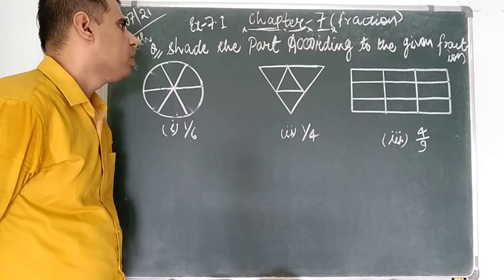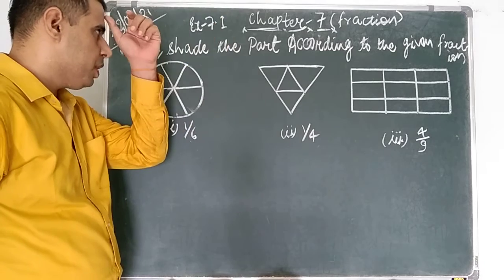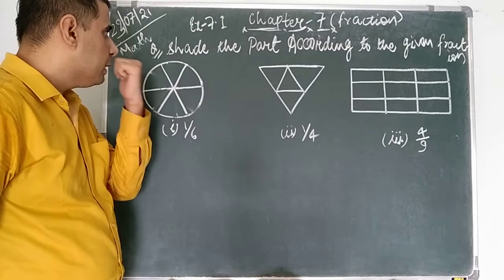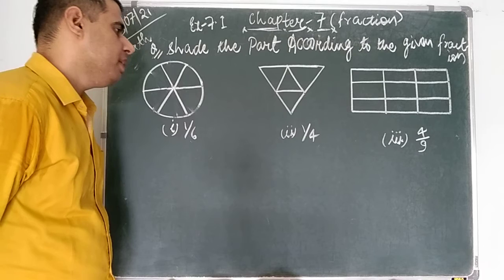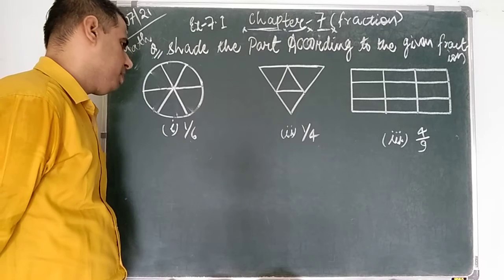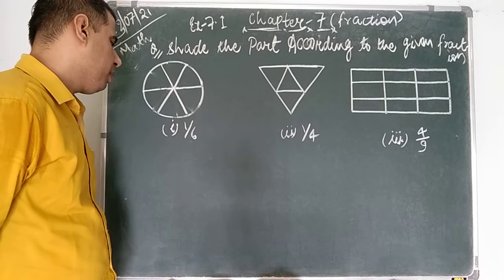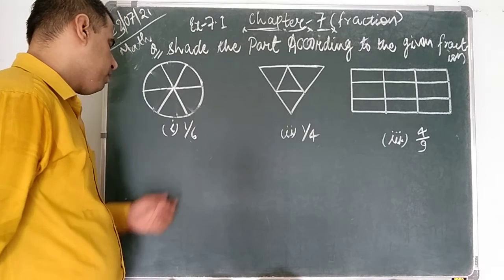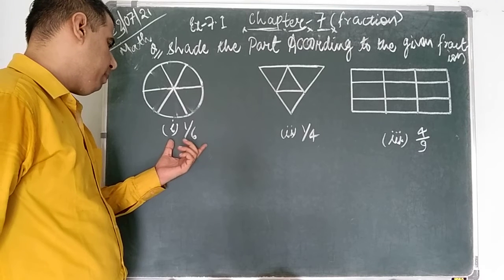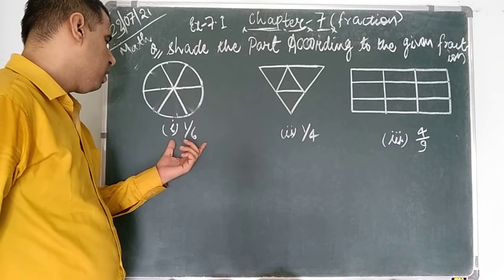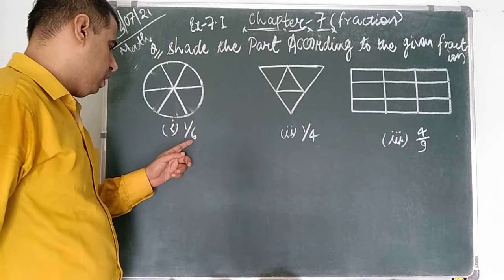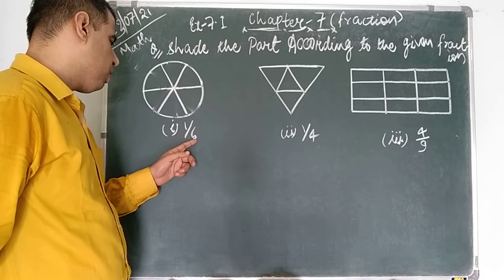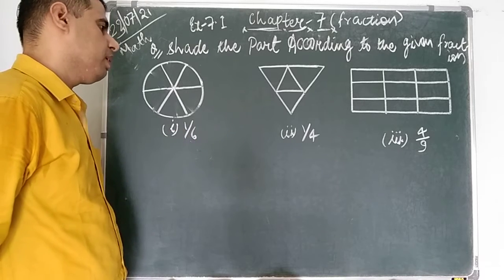So in today's video we are going to solve a question from exercise 7.1. In this question three figures have been given and beneath each figure a fraction has been represented. In the previous video we had studied that a fraction represents a part of something. Suppose here we have the fraction 1 by 6, it means that an object has been divided into 6 equal parts and we are representing one.